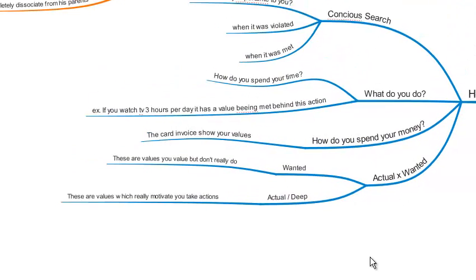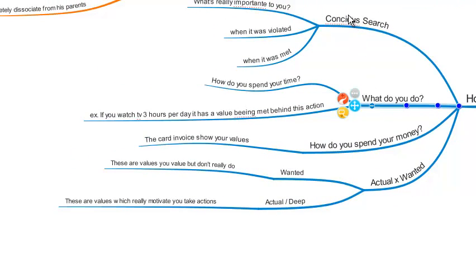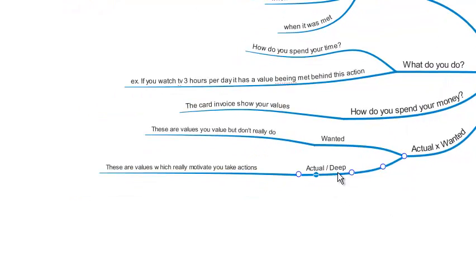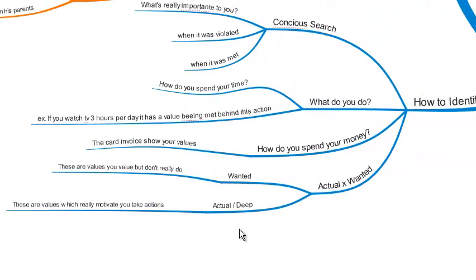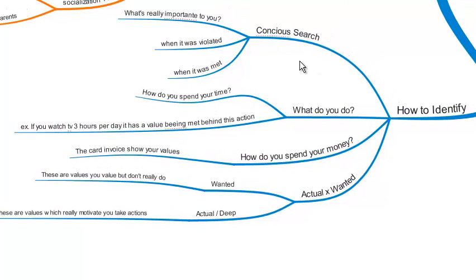With these three methods on top, conscious search, what you do, and how you spend your money, you can find your actual and deep values. These are values which really motivate you to take action. And as we said in the definition of values, if you need to choose between two things, you will always, or most of the time, choose the thing that supplies your higher value.